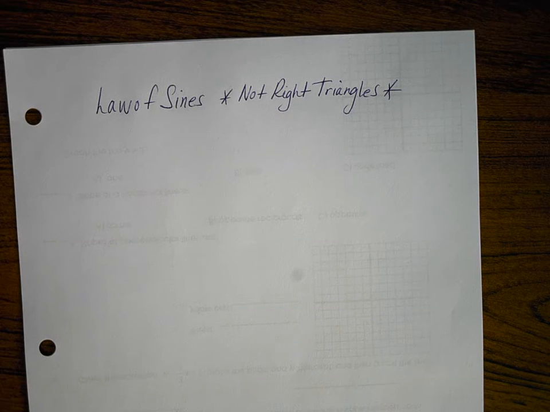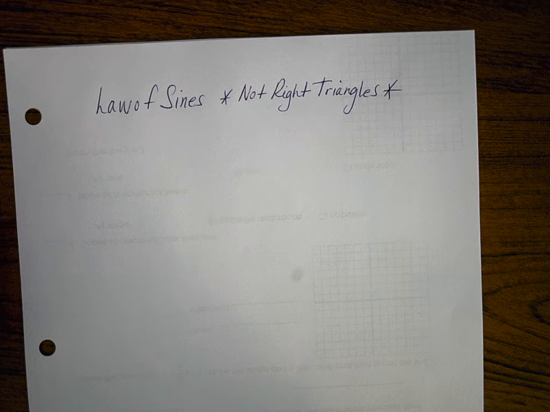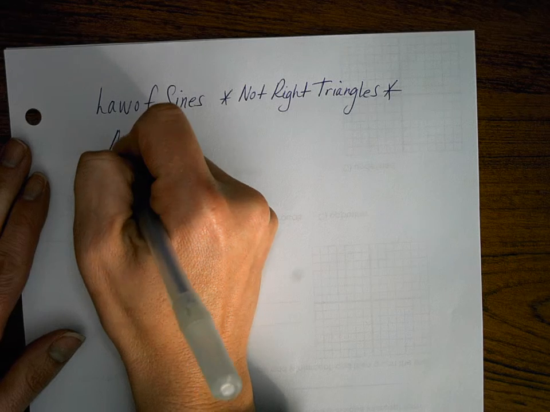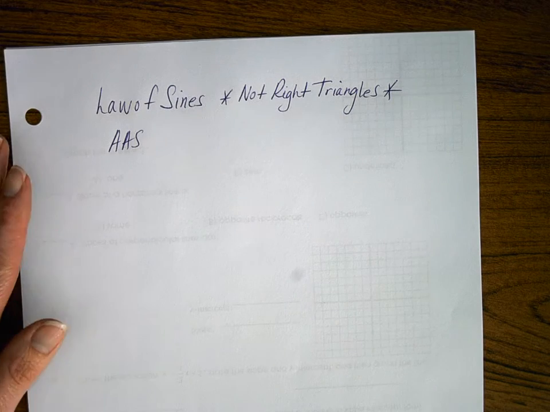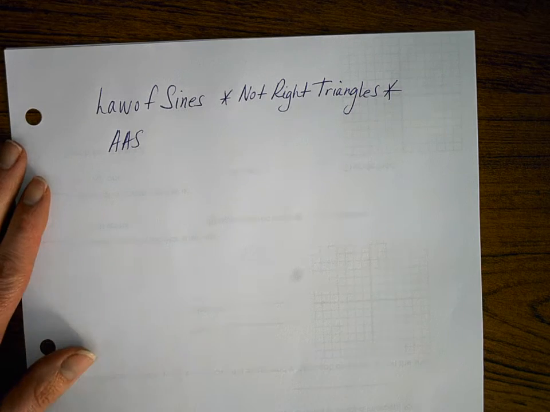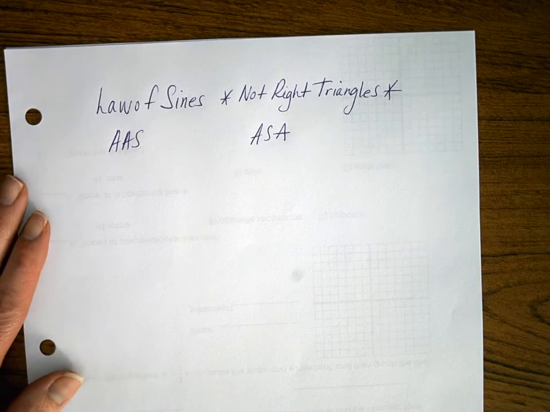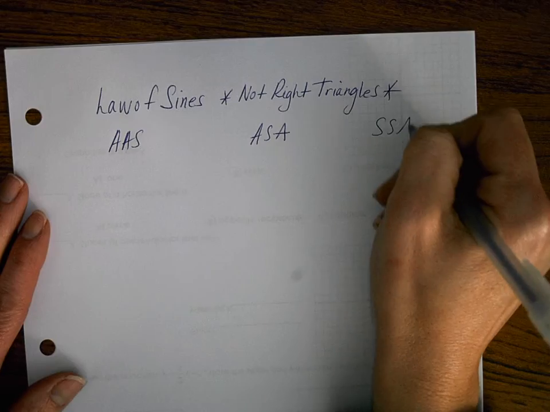Now, there are several situations where we use law of sines. What situations were they? When did we use law of sines? Angle, angle, side. Absolutely. Angle, angle, side, we're going to use law of sines. When else? Angle, side, angle, we're going to use law of sines. When else? Side, side, angle, we're going to use law of sines.